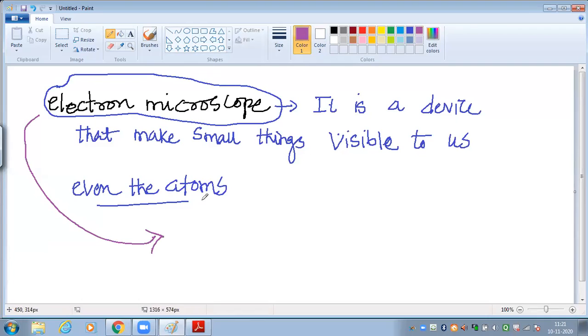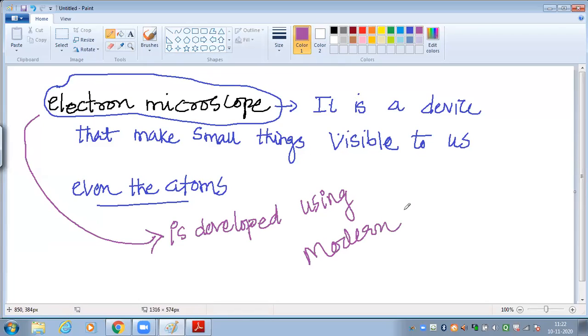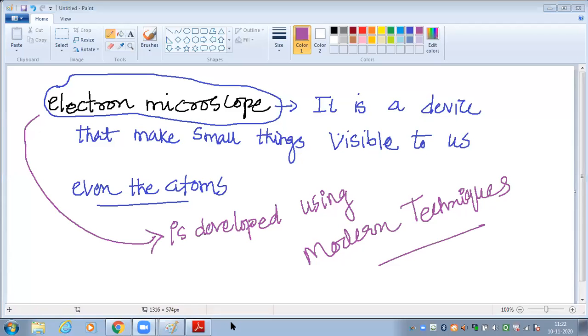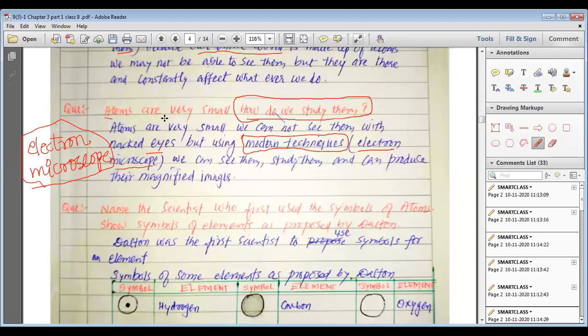How do we develop the electron microscope? The electron microscope is developed using modern techniques. So this is how, my dear students, we truly understand the electron microscope. Now we can understand this question and this answer: atoms are very small, how do we study them?